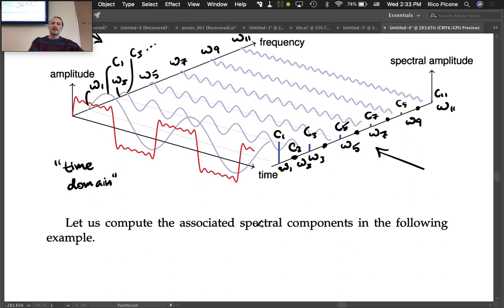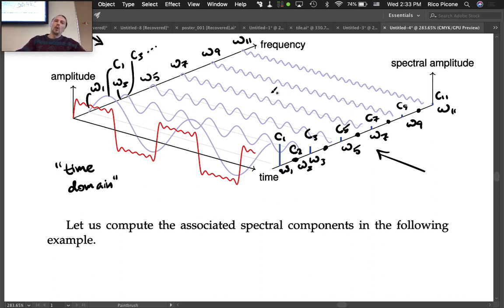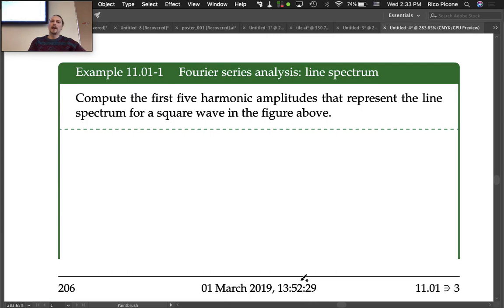So let's actually use this as an example. Let's compute the associated spectral components in the following example. We want to know what c1, c2, c3, c4, c5, all of these are. We want to know what the frequencies are and what the amplitudes are, so we could construct a line spectrum. So compute the first 5 harmonic amplitudes that represent the line spectrum for a square wave in the figure above. We weren't given an amplitude, so let's assume a square wave amplitude of 1.